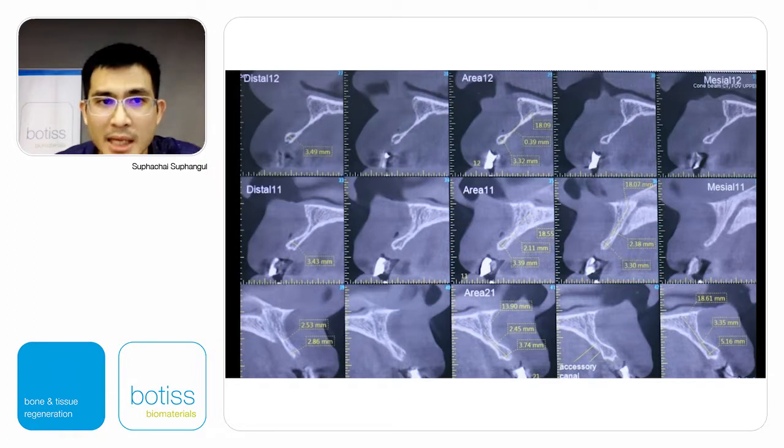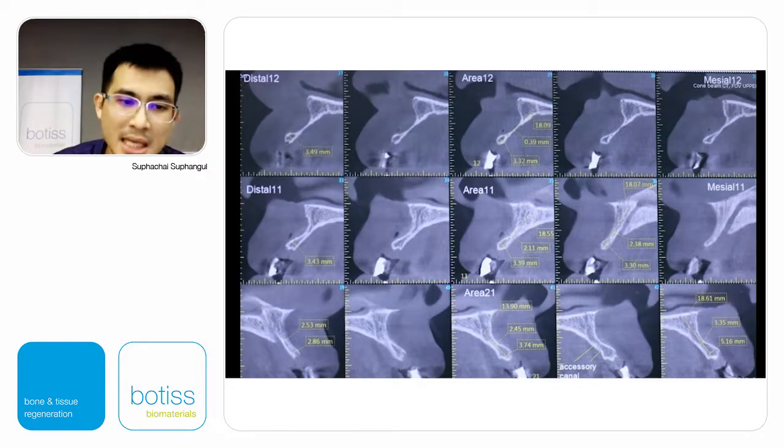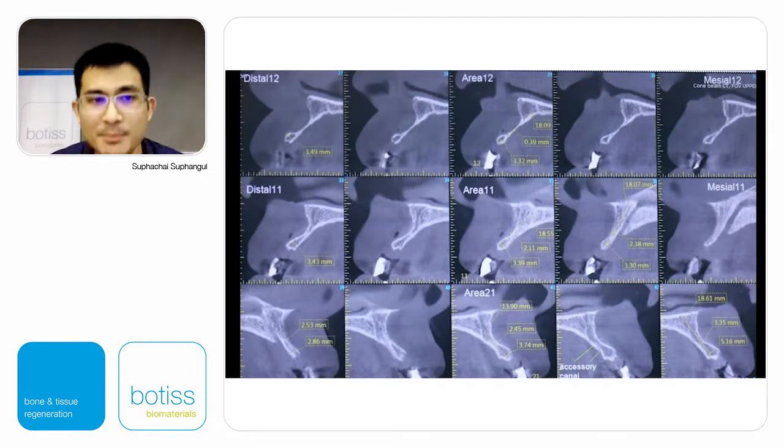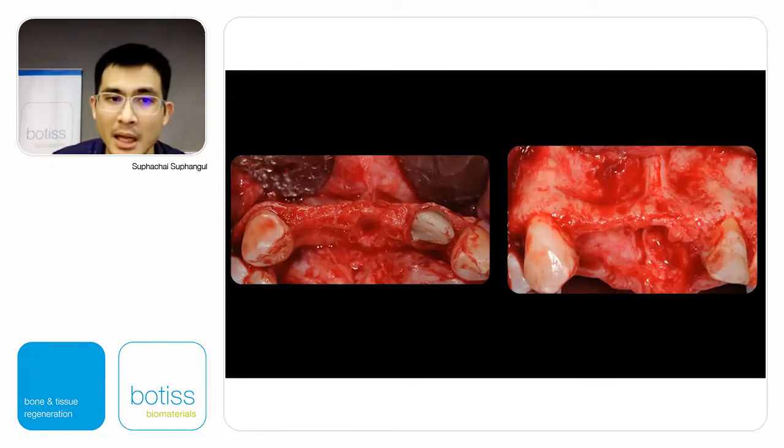That's it. In every cut, you can see some areas have severe bone loss, just paper thin, like 0.3 millimeter. In some areas it is good, but in this case we have to do the staged approach, do the GBR first, and then do the implant later on.